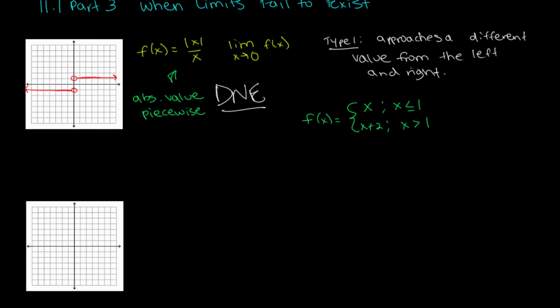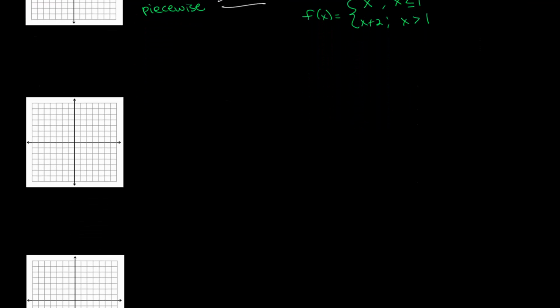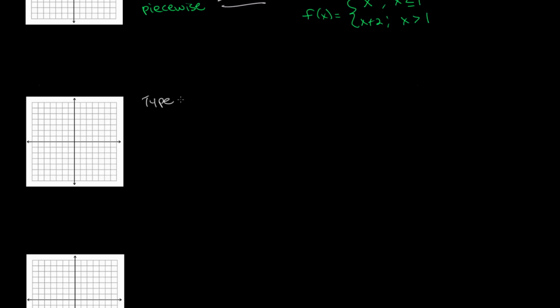Now looking at our second type where a limit fails to exist, this is the scenario where x increases without bound. So what does that exactly mean? What does it mean to increase without bound? So to see that, we'll graph the function f of x is equal to 1 over x to the 4th, and we want to find the limit as x approaches 0 for f of x.